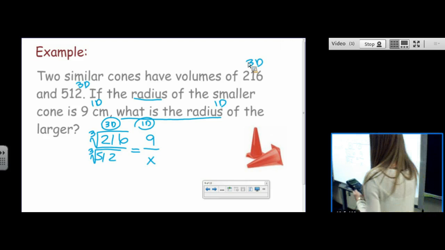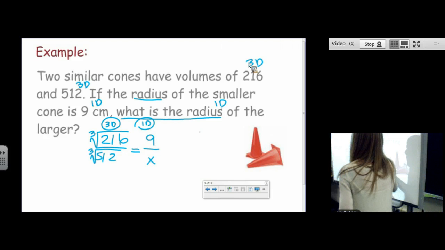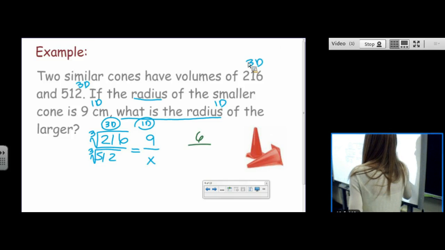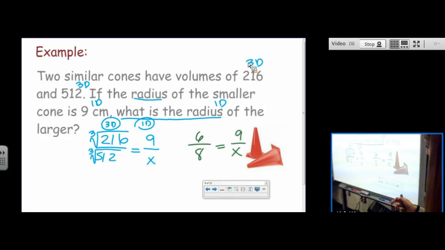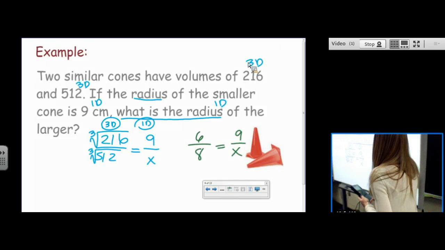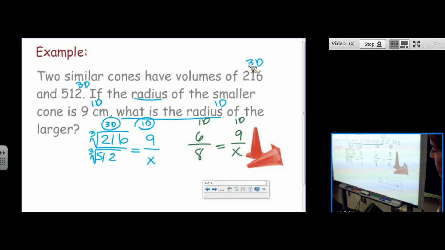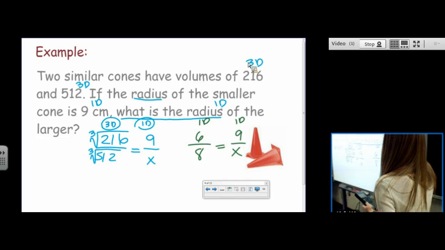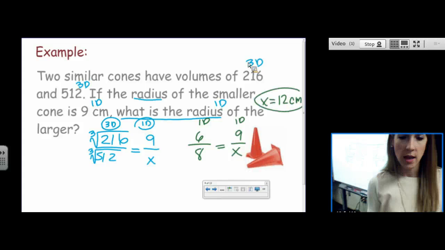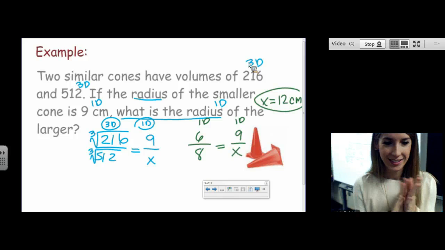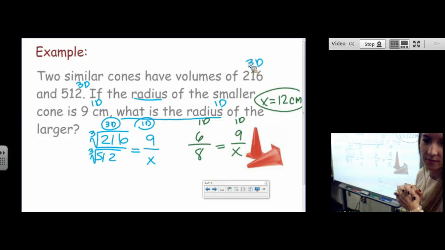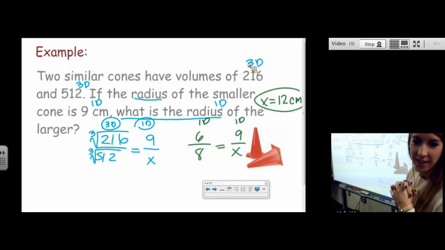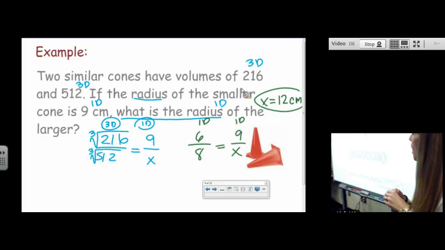So the cube root of 216 is 6. The cube root of 512 is 8. So we're doing 6 is to 8 as 9 is to x. Now we can cross multiply because this is 1D and this is 1D. So we are allowed, green light, you're allowed to cross multiply. X is 12 centimeters. The radius of the larger cone is 12 centimeters. Yay! That got easy so quick. Okay, good. Okay. Oh, we're done. Woohoo!